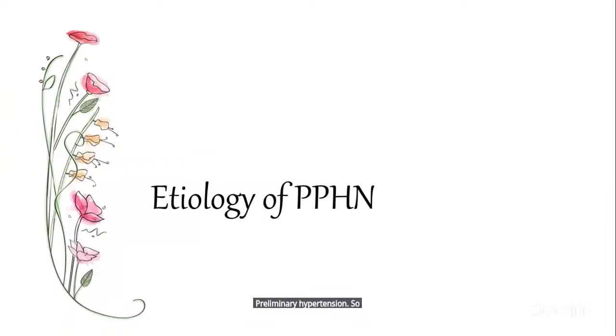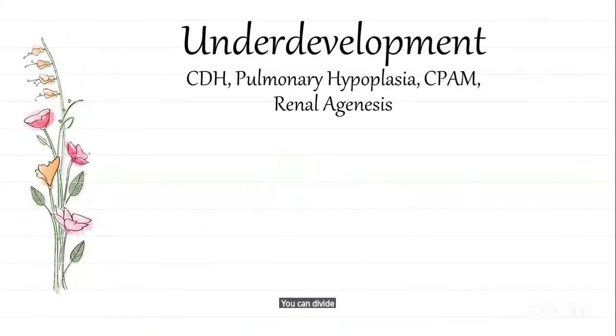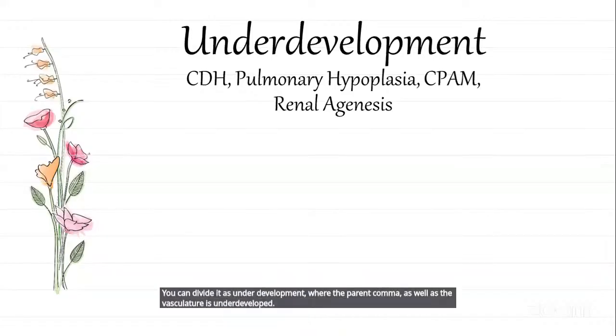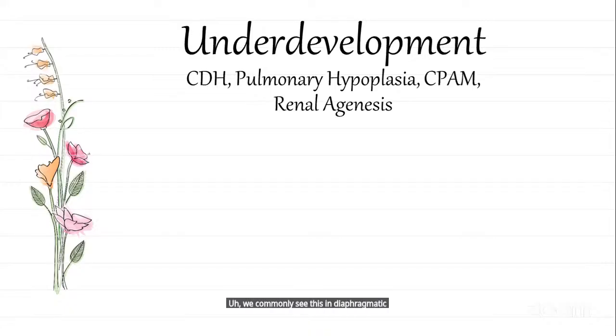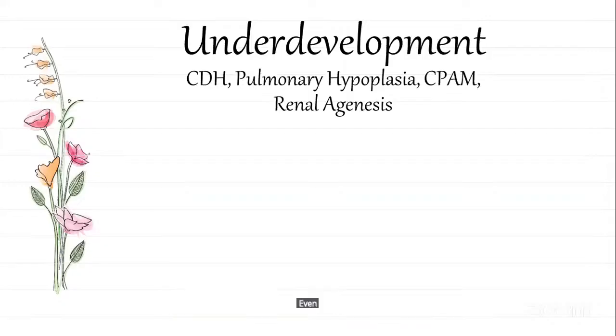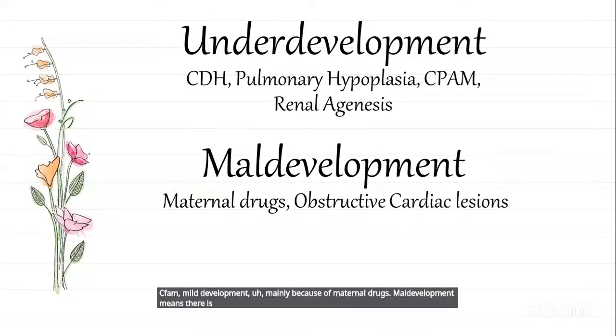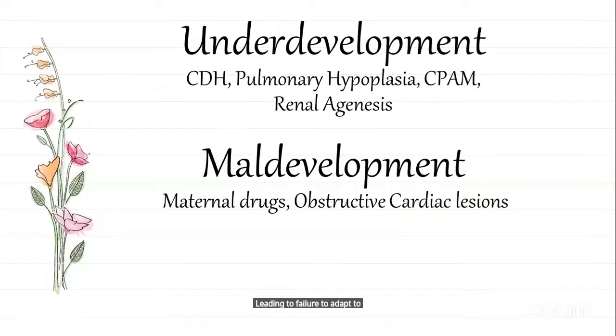So let us look into the etiology of pulmonary hypertension. We can divide it as underdevelopment, where the parenchyma as well as the vasculature is underdeveloped. We commonly see this in diaphragmatic hernia and pulmonary hypoplasia because of various causes, mainly renal agenesis. Even early onset leaking, oligo, and early onset IUGRs do have this. CPAM. Maldevelopment, mainly because of maternal drugs. Maldevelopment means there is excessive vascular remodeling with muscular layer, leading to failure to adapt to the postnatal changes.